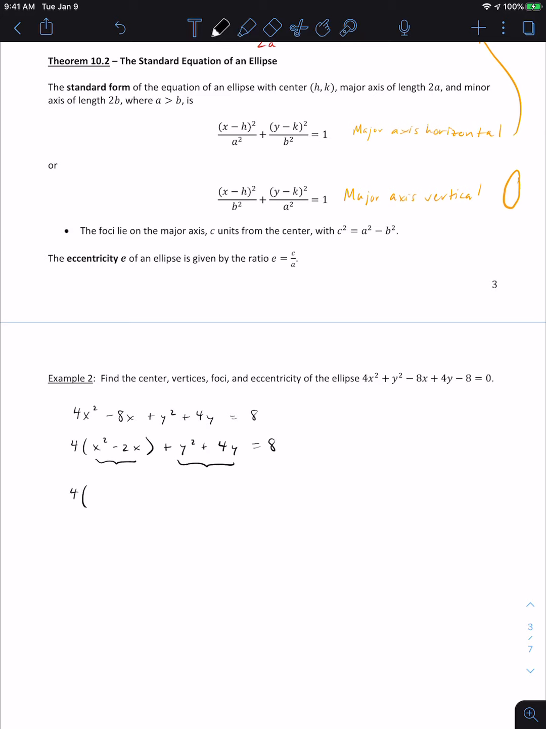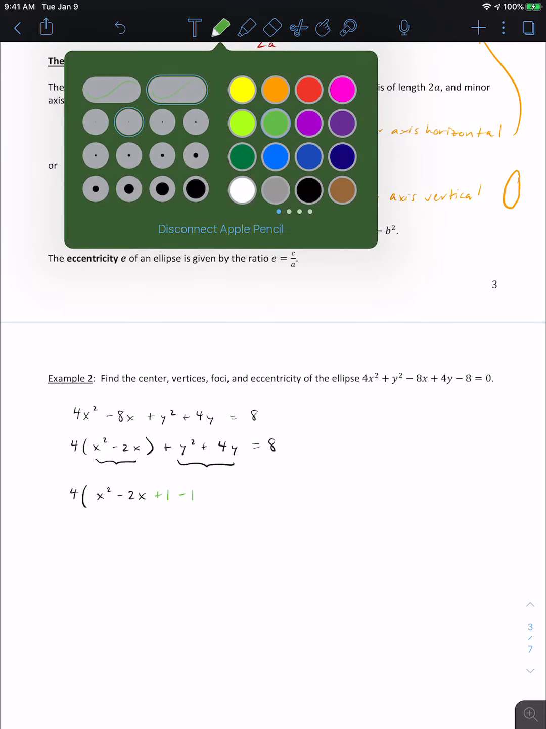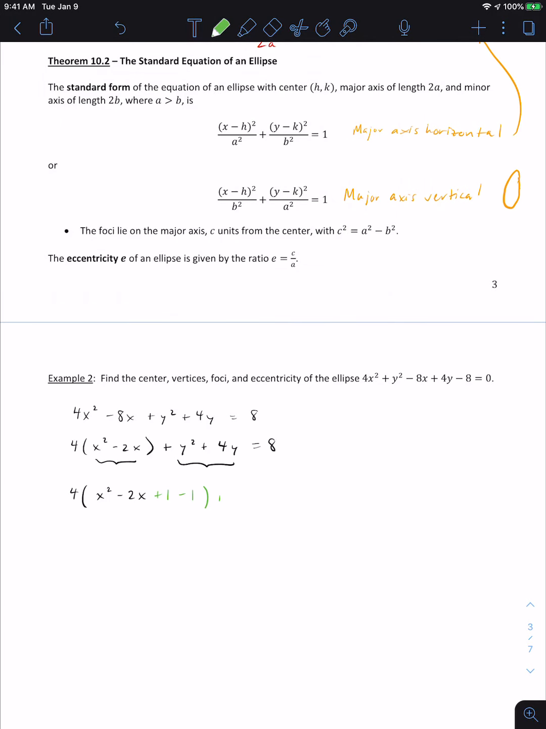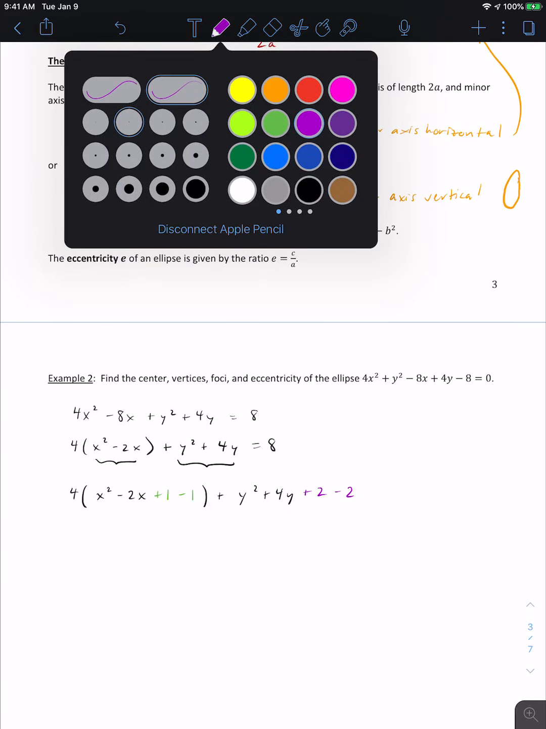All right, so I get x squared minus 2x plus 1 minus 1, because I have to balance it, so maybe I'll put those in different colors. Right, so I know to add 1, but if I add 1, I know I need to also subtract 1. And now with the y squared term, I get y squared plus 4y, and then I take half of 4, which is 2, and square it. So I know I need to add 2 and also subtract 2 to keep it balanced.